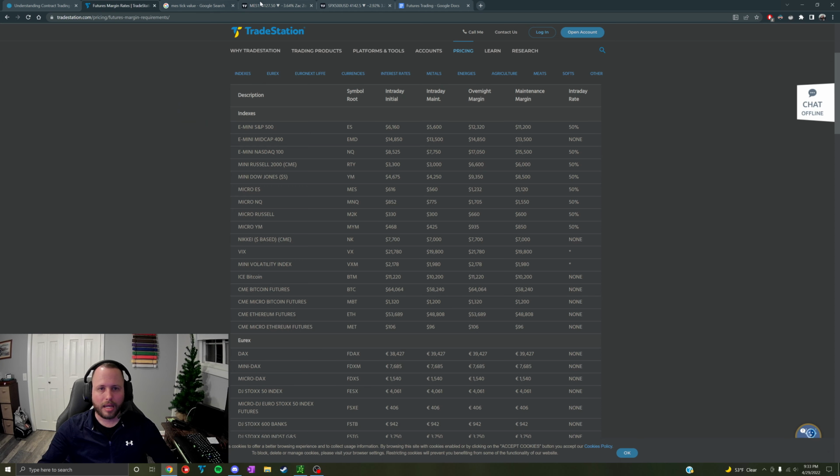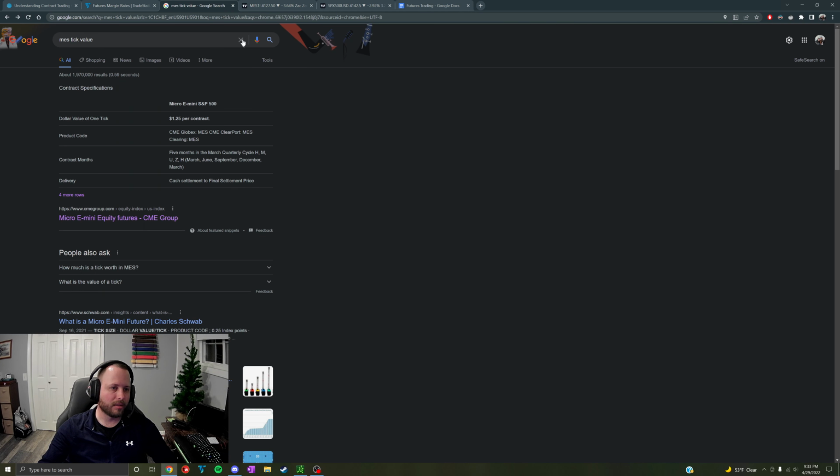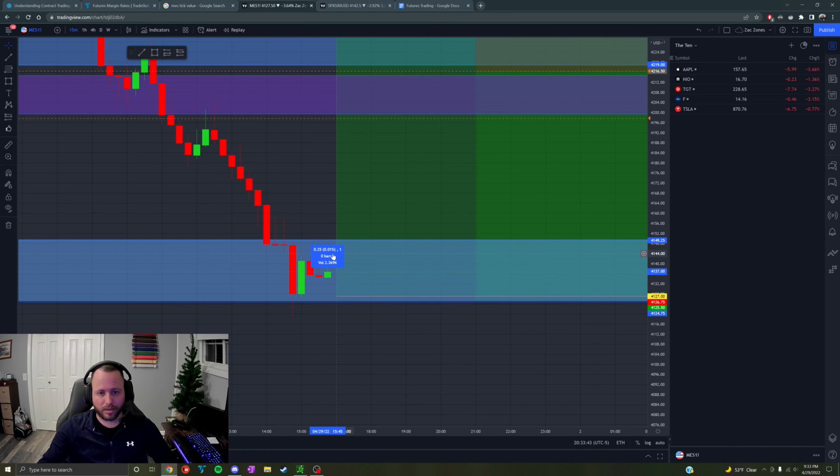because that's going to help you determine your risk. And that can be done primarily just by Googling it. I thought I had an example up. Oh, there we go. So I typed in MES tick value. The dollar value of one tick for MES is $1.25 per contract. So for every contract you own, whether you are long or short, it's going to move $1.25. So one tick is worth $1.25. That means one point is worth $5.